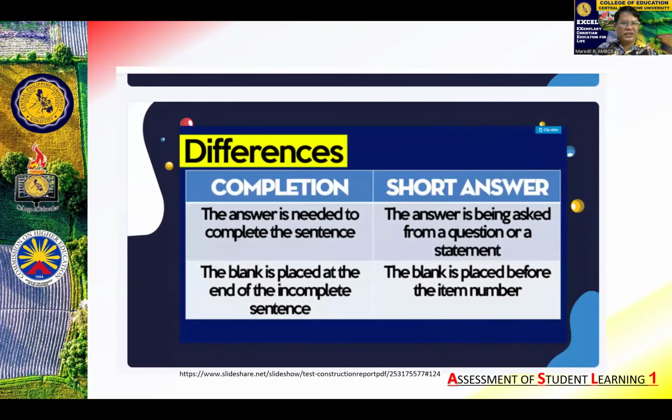For the differences, for the completion type of test, the answer is needed to complete the sentence. However, for short answer, the answer is asked from a question or a statement. And for completion, the blank is placed at the end of the incomplete sentence, while in the short answer, the blank is placed before the item number.